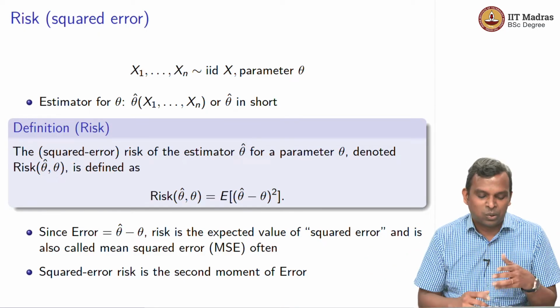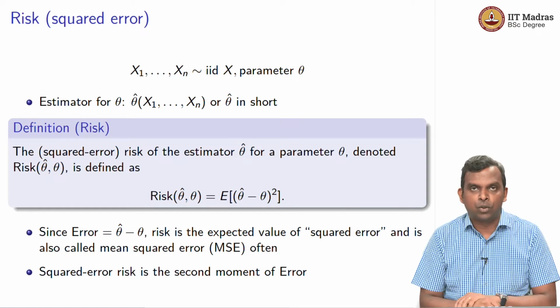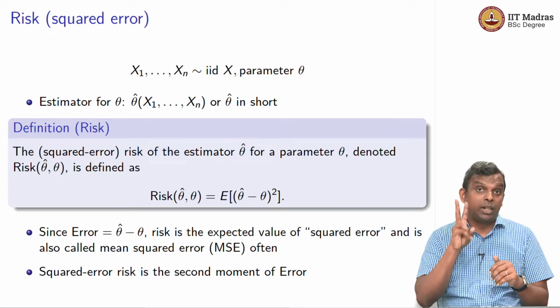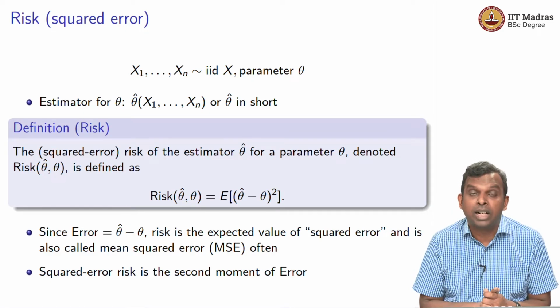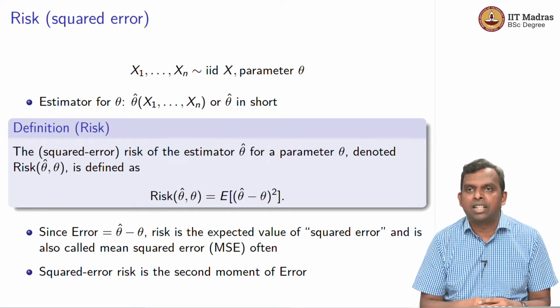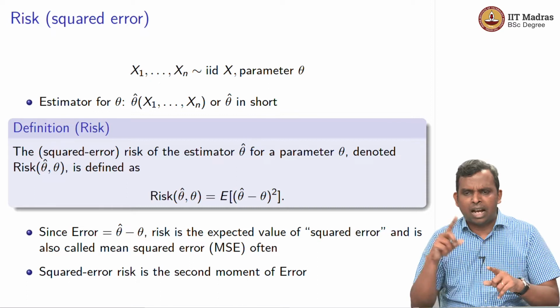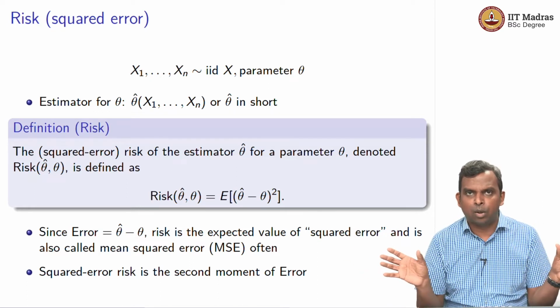So that's risk for you, the squared error risk of theta hat, a very useful quantity. We've already seen two very interesting quantities relating to quantifying or measuring how good an estimator is. One is the bias. It seems good, but then you can have large bias in either direction, cancelling it out on average.